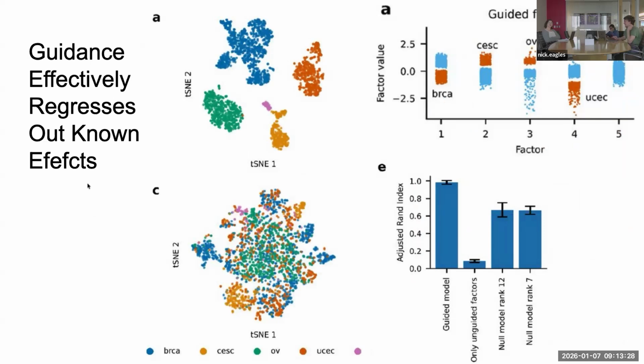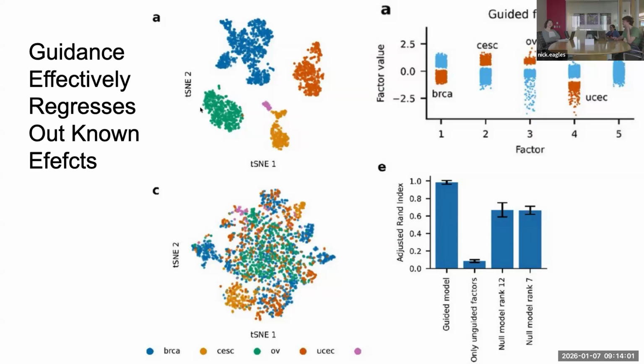Here I'm deviating a little bit from the organization of the paper, but they made this point in several places in the paper, where they're showing how the guiding variables effectively regress out the known effects. They do a good job of regressing out the things that we already know about. And they make this point in different mathematical ways.